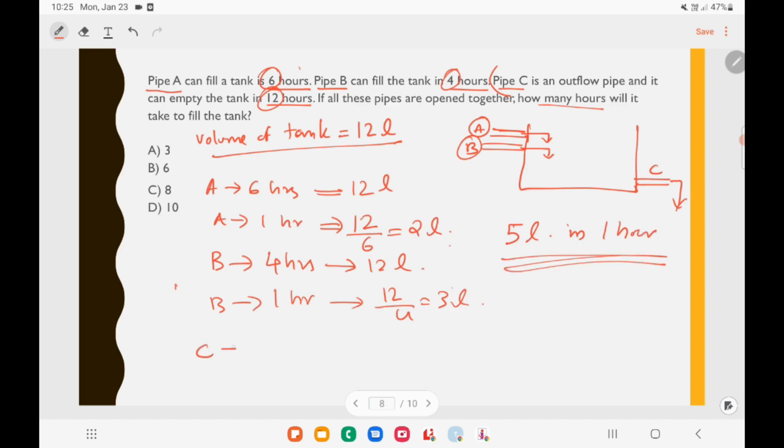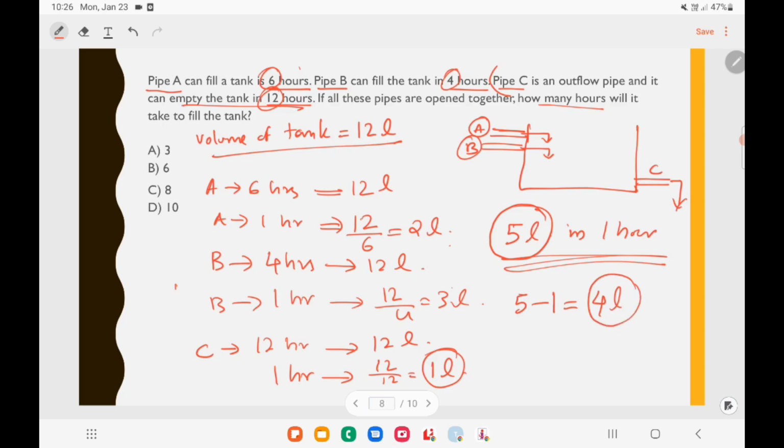And pipe C is an outflow pipe and it can empty the tank in 12 hours. So in 12 hours it can empty 12 liters. That means in 1 hour it will empty 12 by 12, which is equal to 1 liter. That means in 1 hour A and B together fill 5 liters, and in 1 hour pipe C will remove 1 liter. So in total, 5 minus 1 is equal to 4 liters are filled in 1 hour.